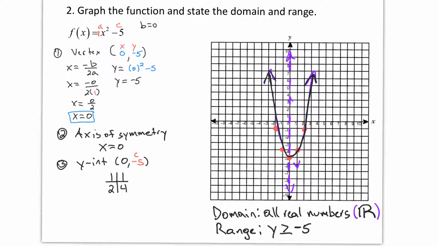And for the domain, we have all real numbers, which are the x values, and the range are the y values, and the y values can be greater than or less than where the vertex is at. It's all about the vertex. So let's try another example.